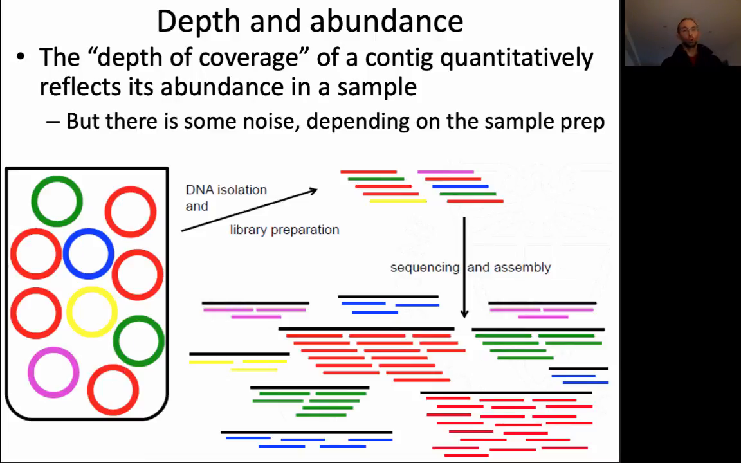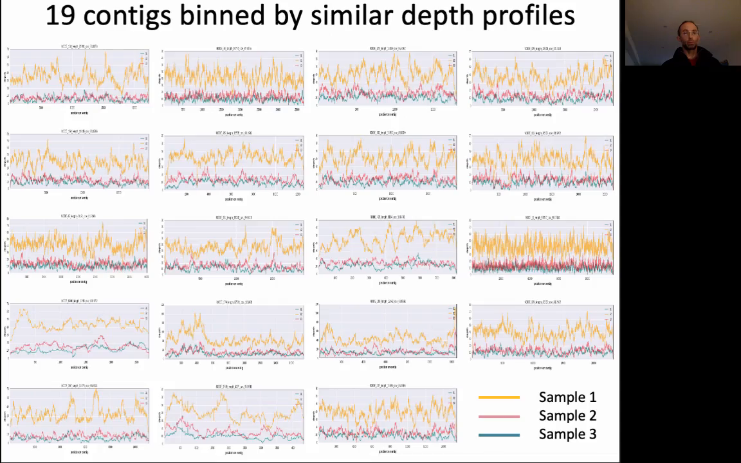Of course, there's some noise in this due to the sample prep and due to the sequencing chemistry. Some parts of the genome might be more frequent in the final data set. So let's look at what this really looks like in a real example. Here there are 19 contigs that have been binned based on their depth in 3 different samples.